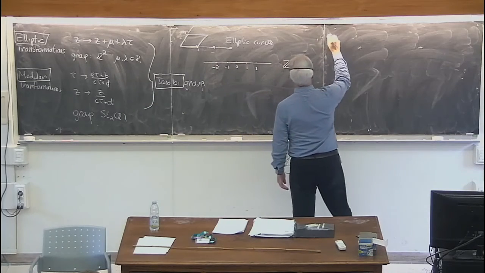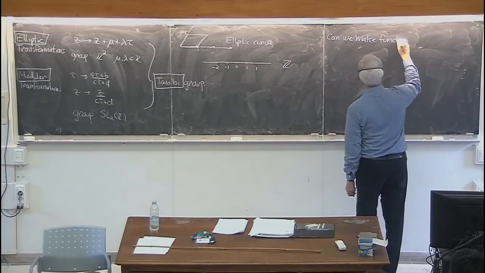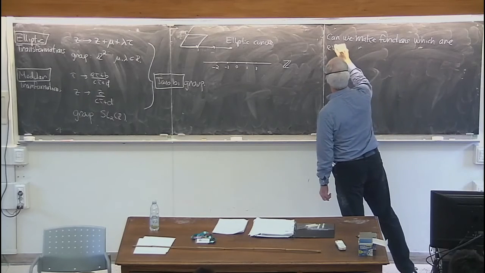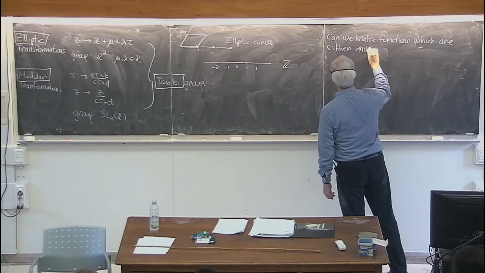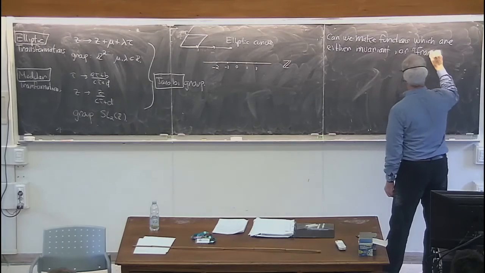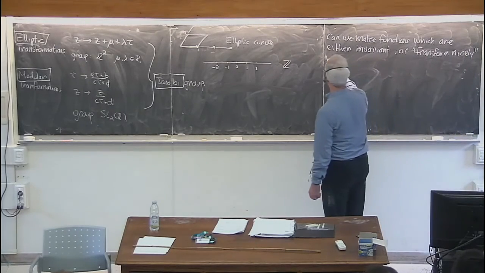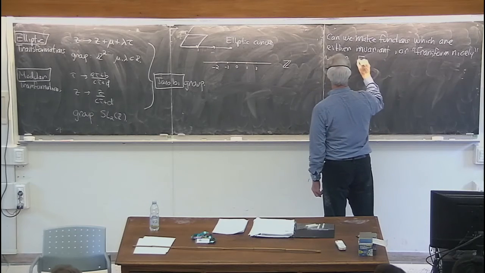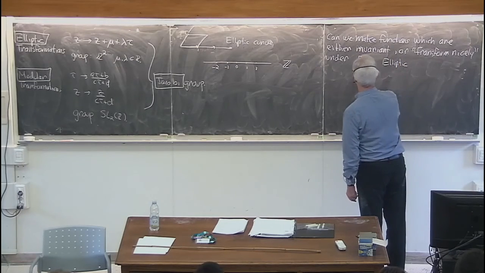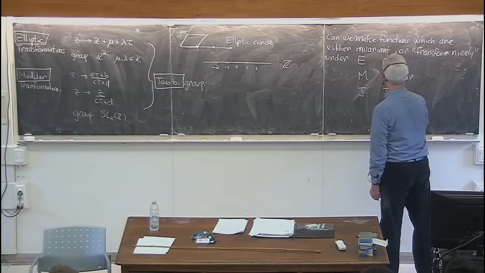but we can ask ourselves, can we make some other set of functions which are either invariant or transform nicely, we'll have to say what that means, under E, the set of elliptic transformations, M, the set of modular transformations, or J, the set of Jacobi transformations.